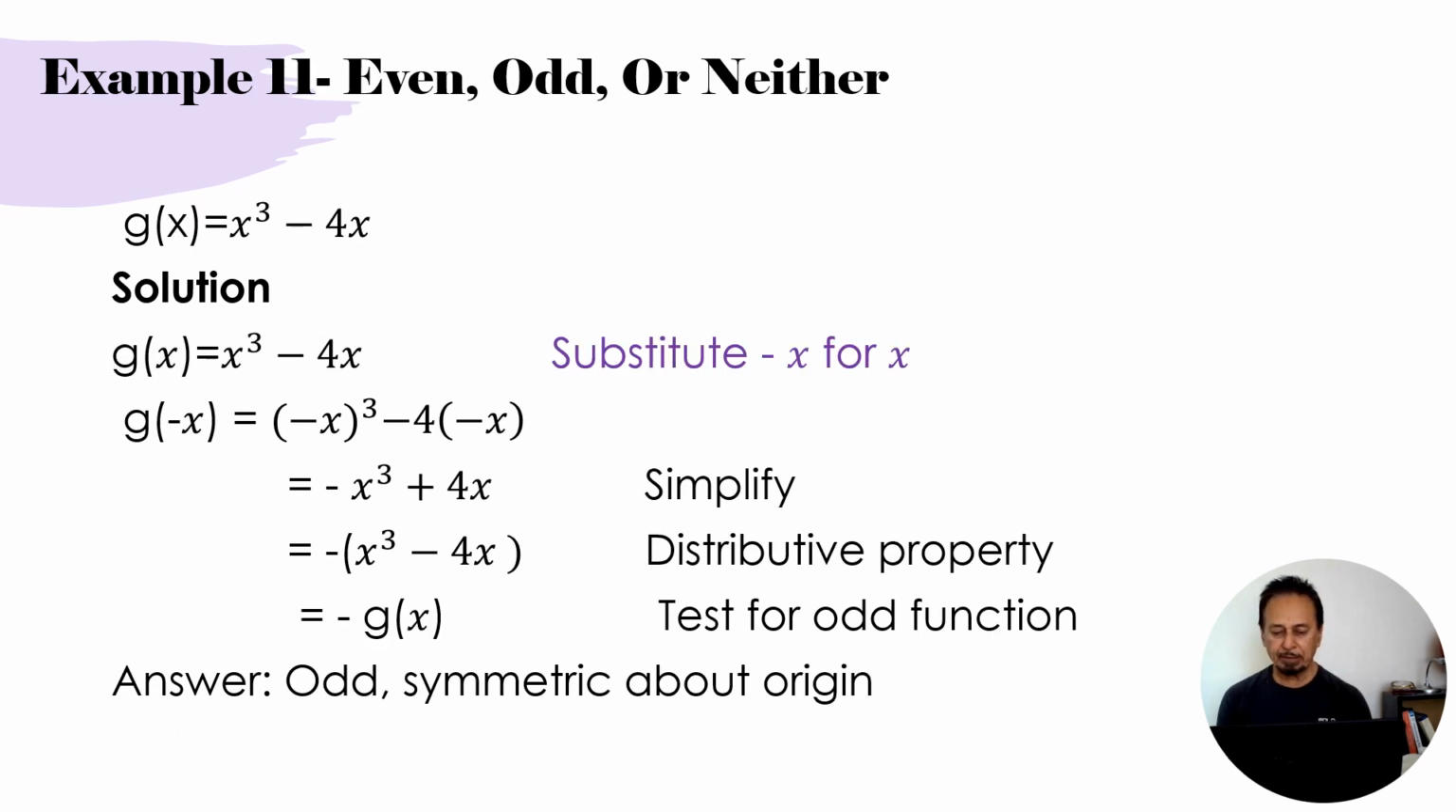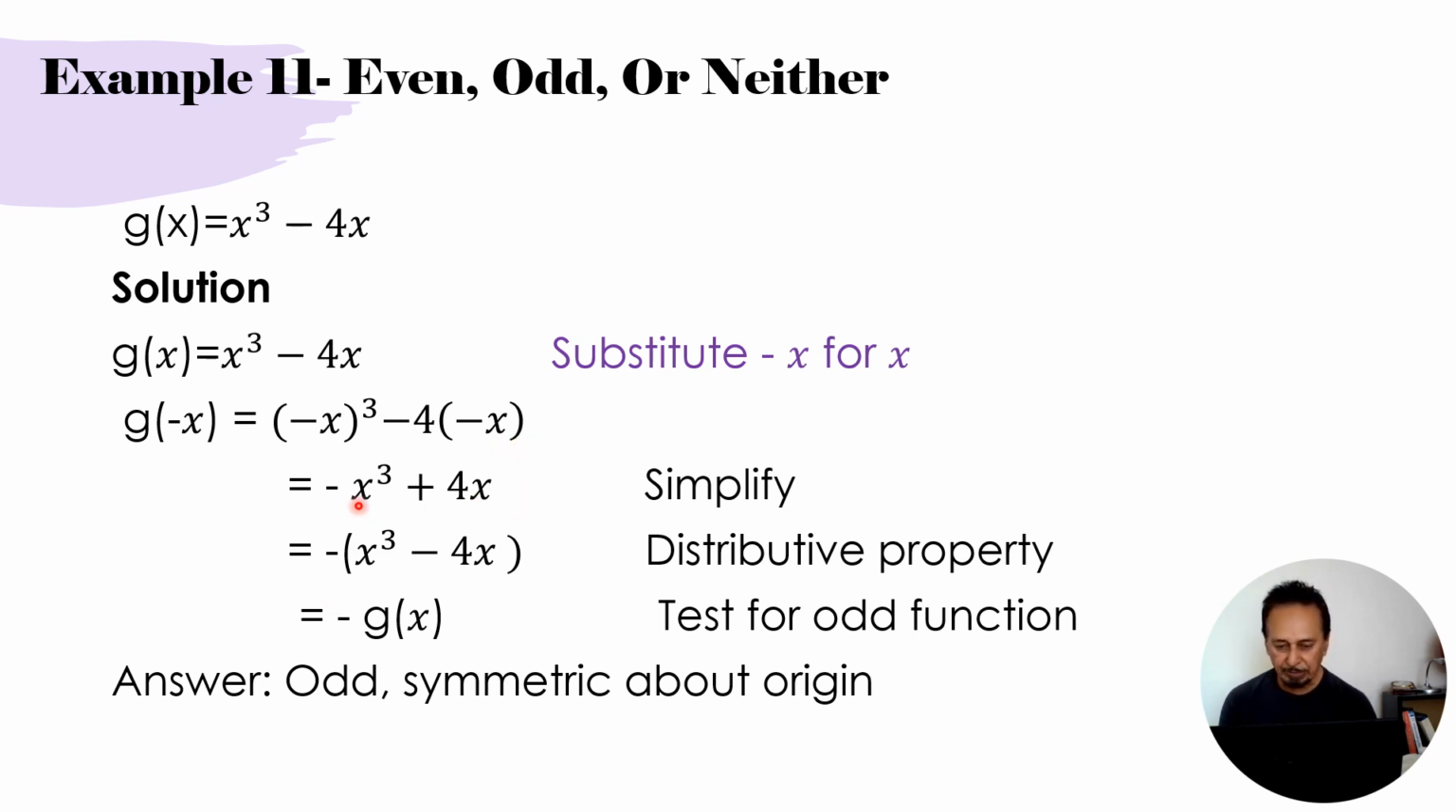So here is example 11. The function is g of x equals x cubed minus 4x. So we start with g of x equals x cubed minus 4x. We substitute minus x for x. So x becomes negative x to the power 3, and negative 4 times negative x. Now since 3 is an odd power, negative x to the power 3 will be negative x cubed. Now here negative 4 times negative x, negative times negative is positive, so it becomes 4x.